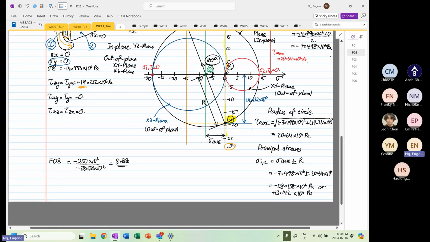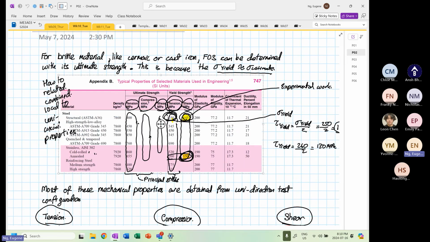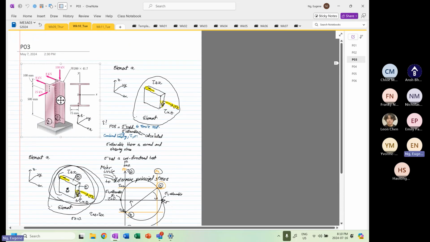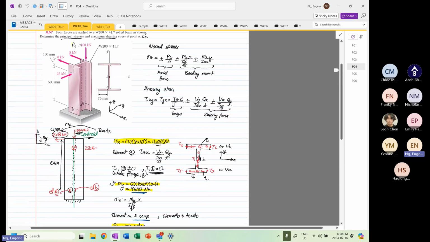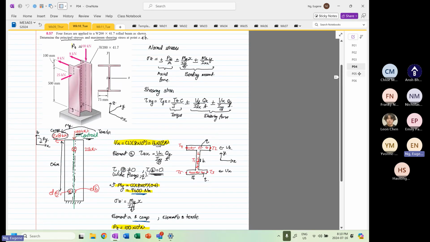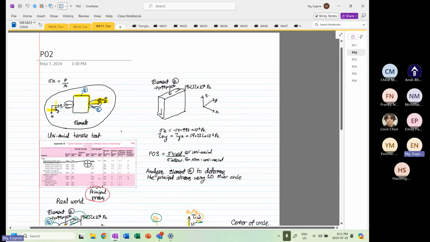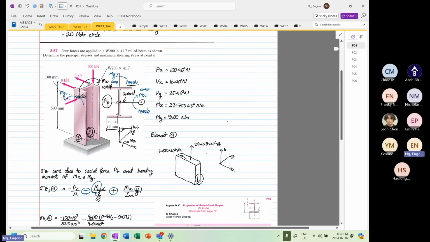If I want you to recap what we have done: we found our loading, normal stress, normal force, shearing force, bending moment. And then we looked into shearing, the shear stress. We calculated the shear stress for element A and element B. Then today, we calculate our normal stresses. So today we spend time on normal stresses.